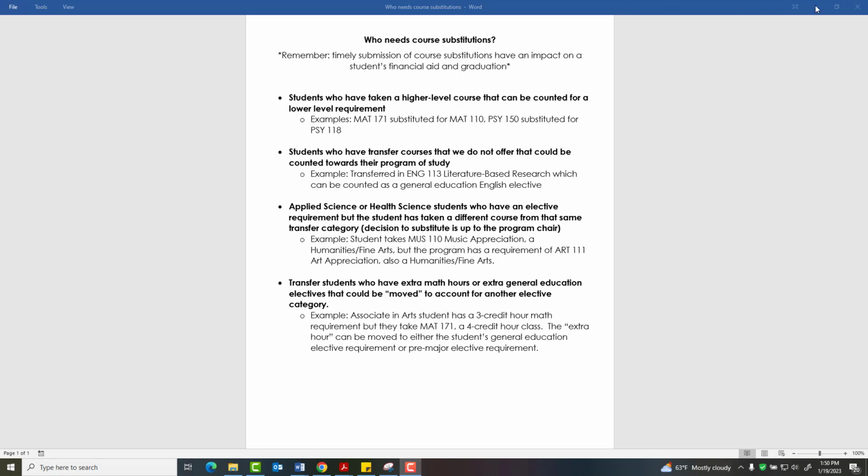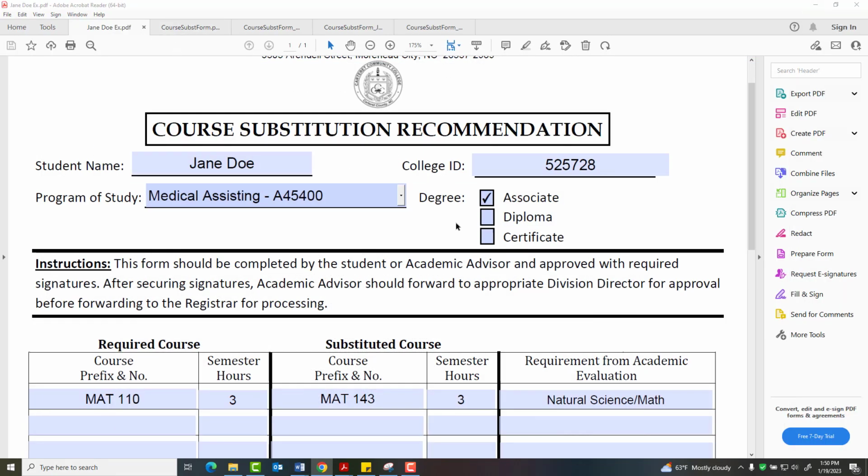So let's look at some examples of filling out a course substitution form for these types of situations. In this one, you've got a student who's a medical assisting student. The required course part of this degree is Math 110, but the student has taken Math 143. Maybe she switched programs of study. So for the required course, you'd put Math 110. For the substituted course, you would put the course prefix and number, which is Math 143, and then what kind of requirement it was from their program. There is a natural science math requirement, so that's what's making that substitution there.